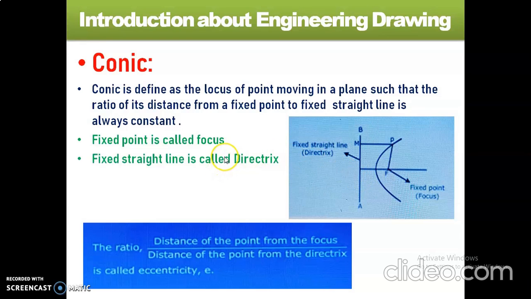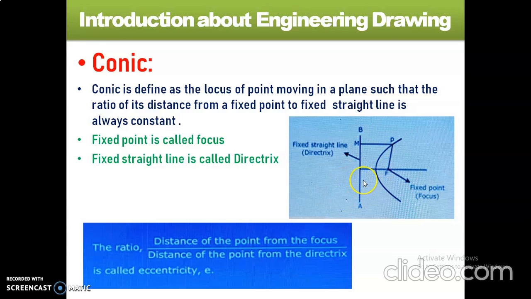So how can we define the eccentricity? It is the ratio of the distance of the point from the focus to the distance of the point from the directrix. The ratio of this distance divided by this one, means PF divided by PM, we call it eccentricity.